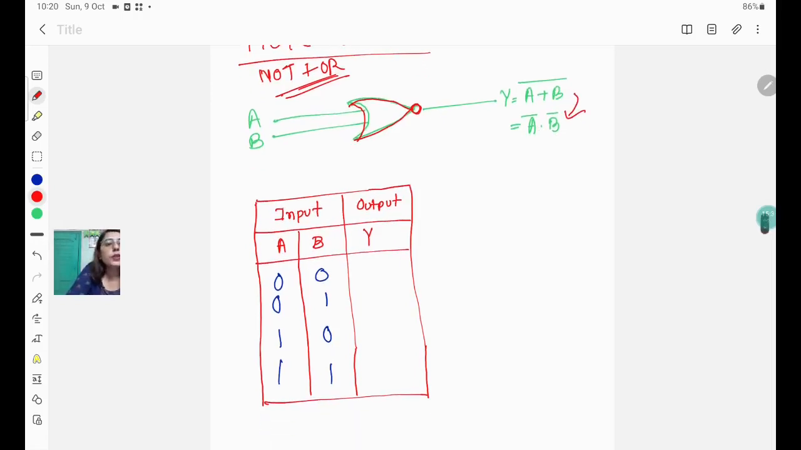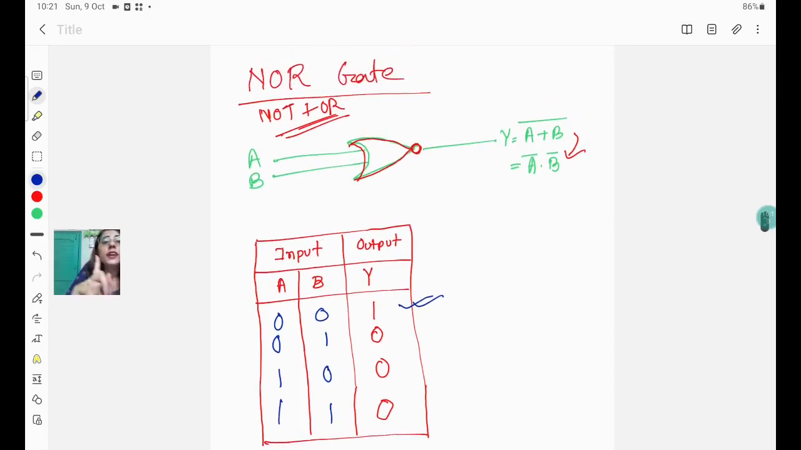For the input and the output, this truth table will look something like this: 0 plus 0 will be 0 and that bar will be 1. 0 plus 1 will be 1 and that bar will be 0. 1 plus 0 will be 1 and that bar will be 0. 1 plus 1 will be 1 and that bar will be 0. So in this scenario, only when both of the inputs are 0 is the output 1, otherwise the output will be 0.